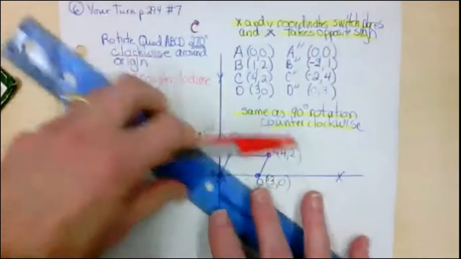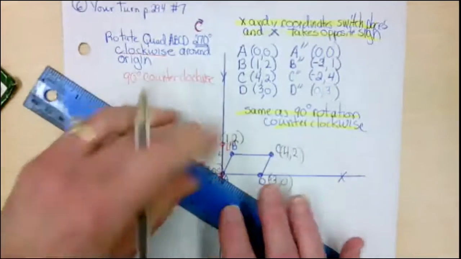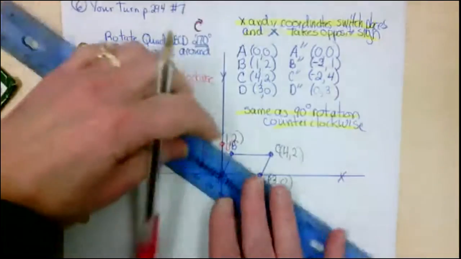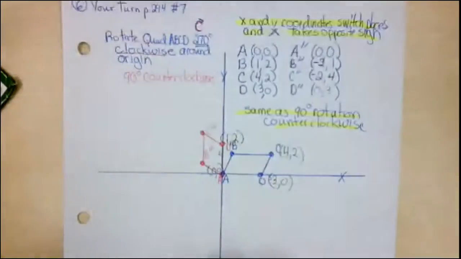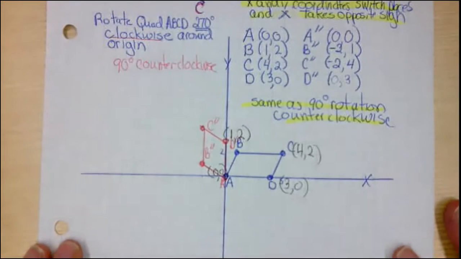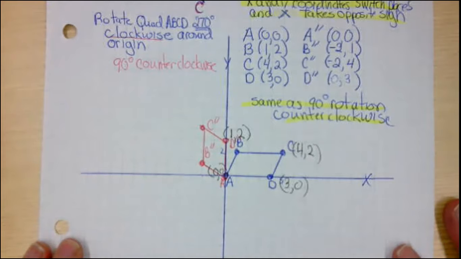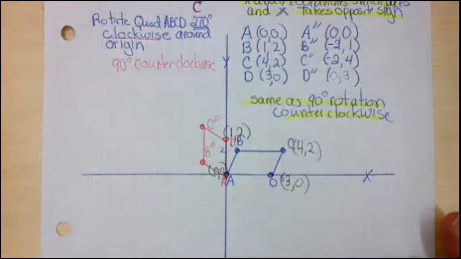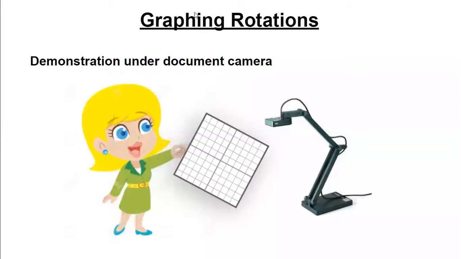Hopefully you can see that okay. Zoom in on it if you want. There we are. That is a rotation of 270 degrees clockwise or 90 degrees counterclockwise. Notice how this edge that was on the x-axis is now on the y-axis. Okay, we just did our graphing under the dot camera.